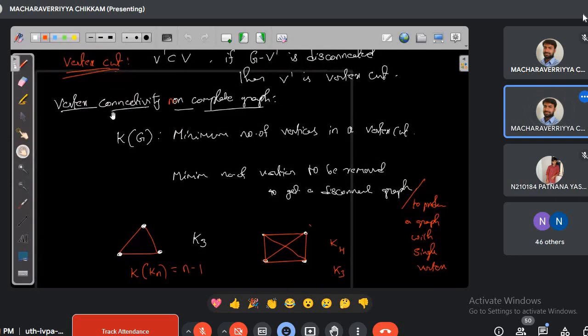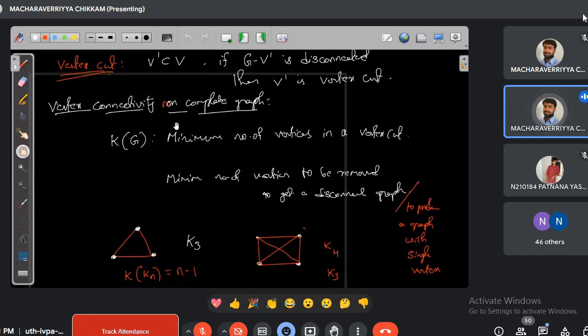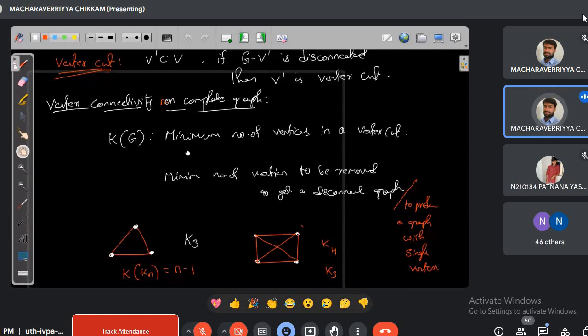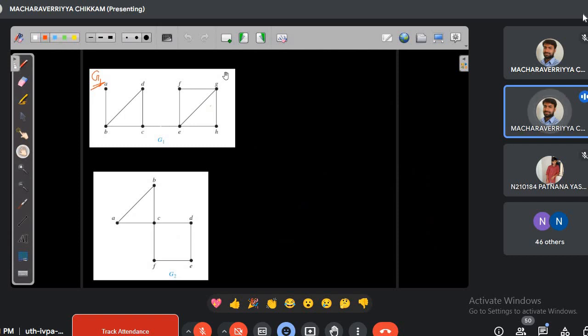And this vertex connectivity is defined for non-complete graphs. For a non-complete graph, the definition is the minimum number of vertices to be removed so that the graph becomes disconnected. But when it comes to a complete graph, we will take another definition: the minimum number of vertices to be removed to produce a graph with a single vertex. That is what it is for a complete graph. Now let us work on some examples.